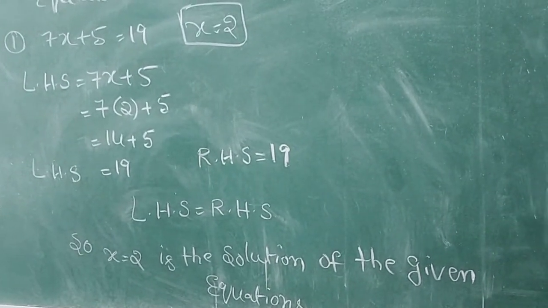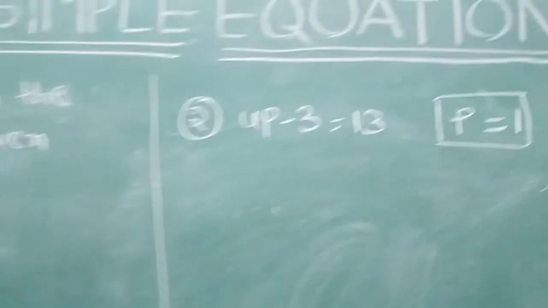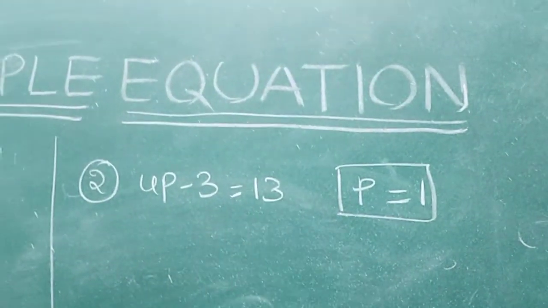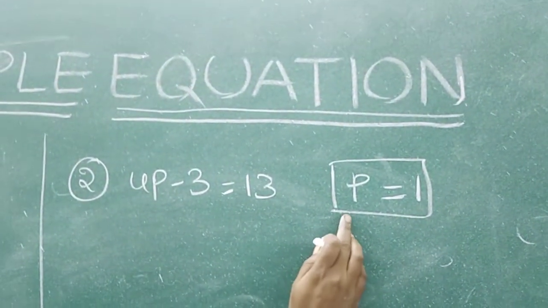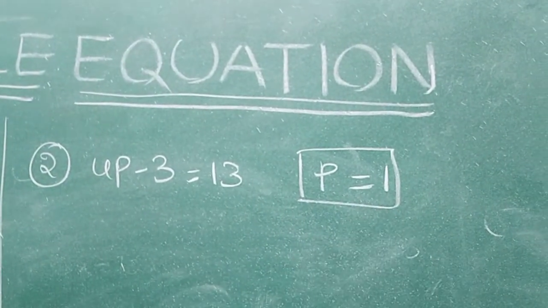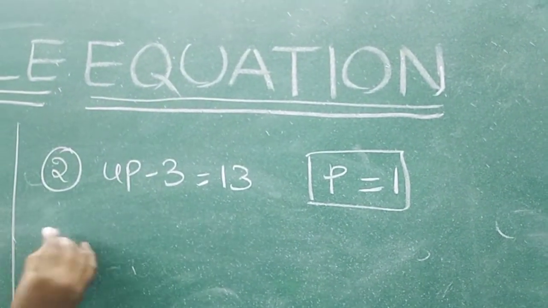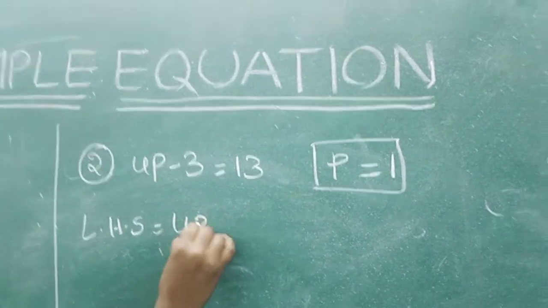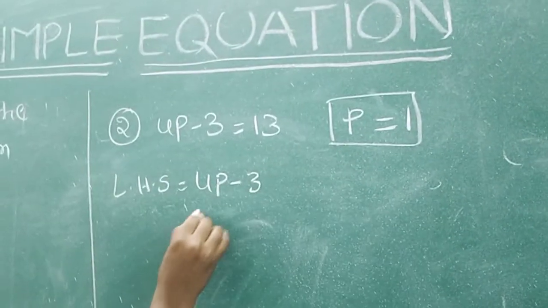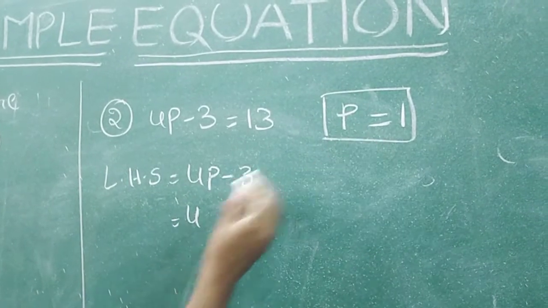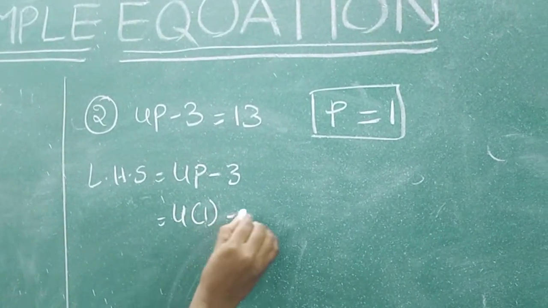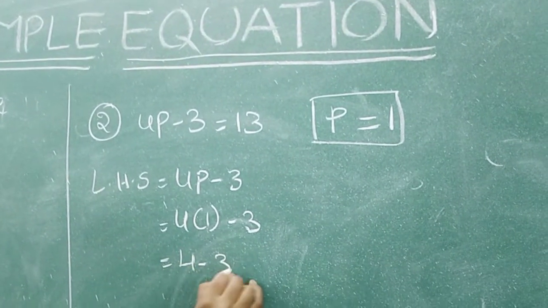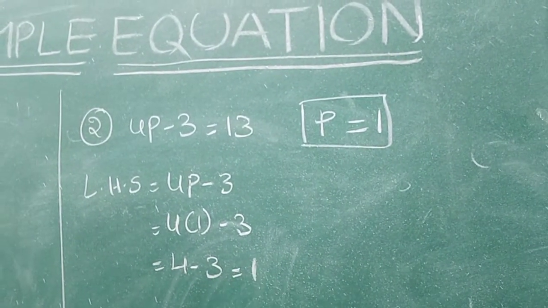Some more example. 4p minus 3 is equal 13, for the value of p is equal 1. The value of LHS is equal 4p minus 3. 4 into p is equal 1: 4 ones are 4, minus 3, that is 1.